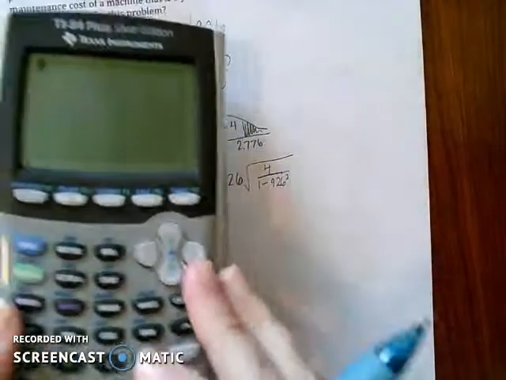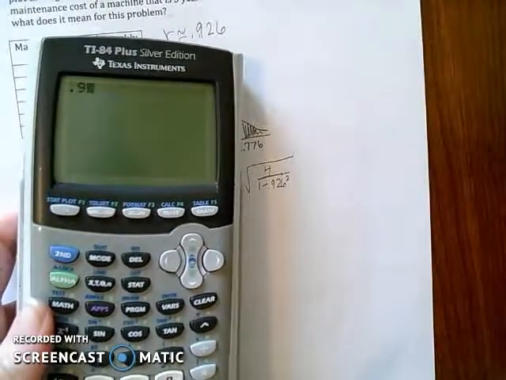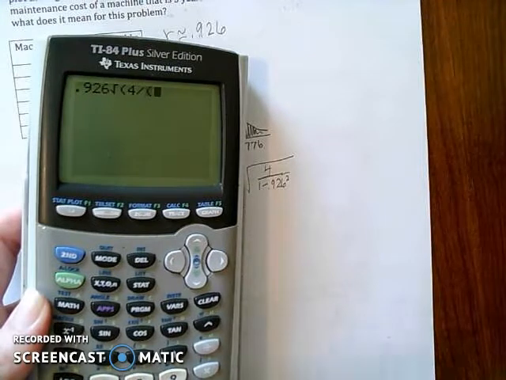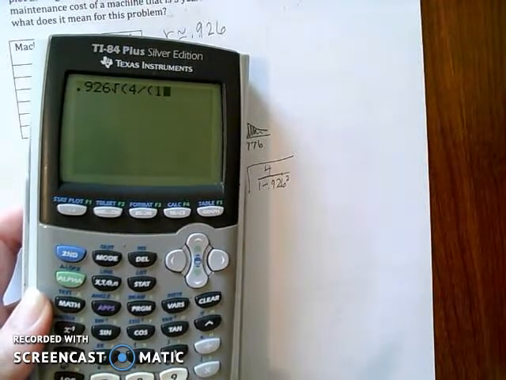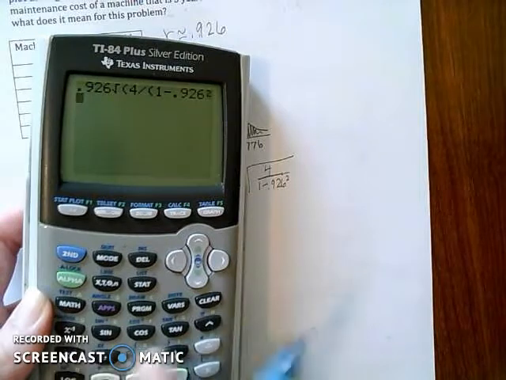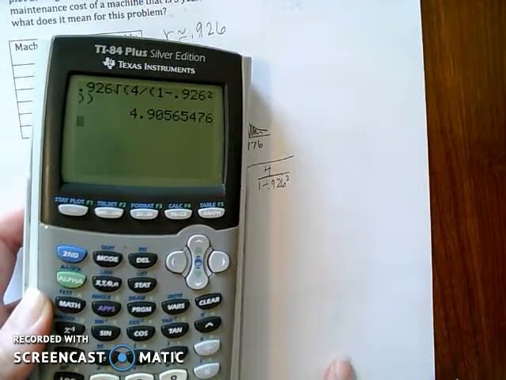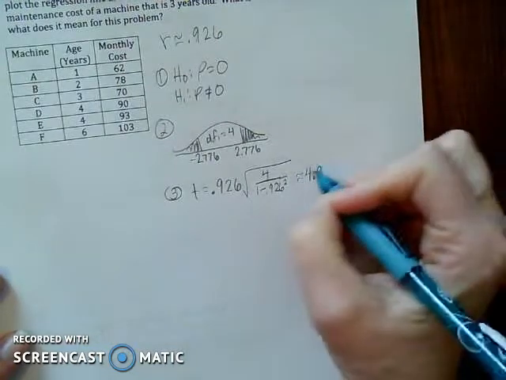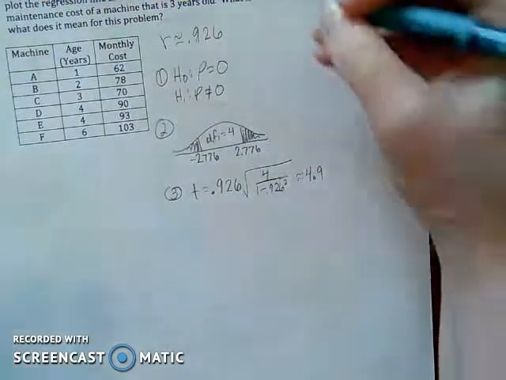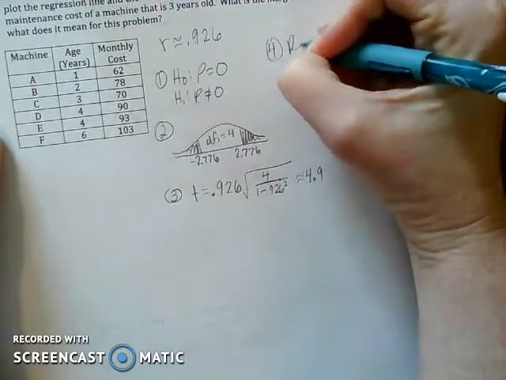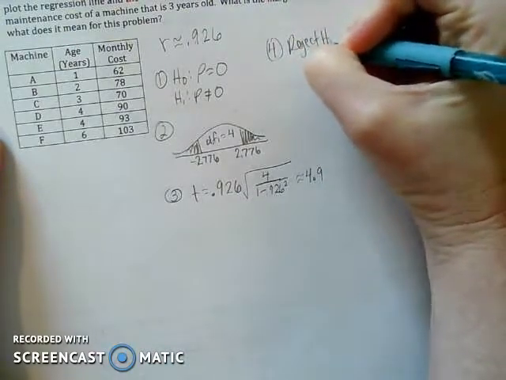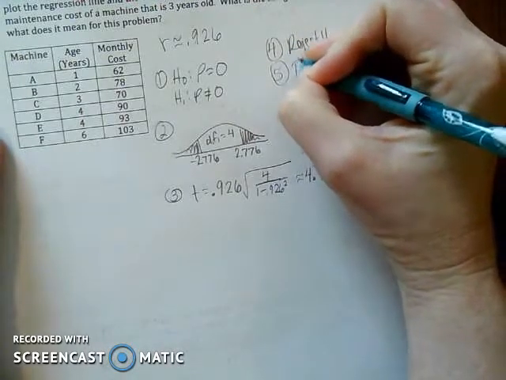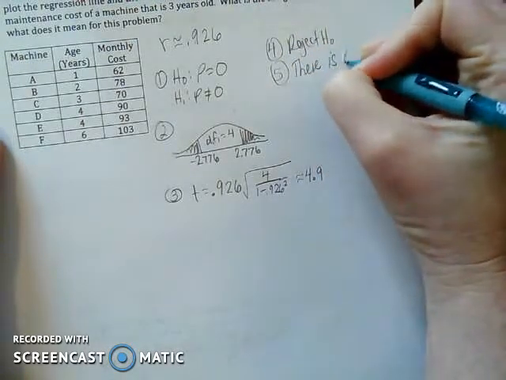So again, when you plug this one into your calculator, 0.926 square root 4 divided by parentheses. You have to remember to add the parentheses in the bottom. 1 minus 0.926 squared, 4.9. So that's in the critical region. So step 4 means we need to reject H sub 0. So that means it's not 0, meaning there is a significant relationship.